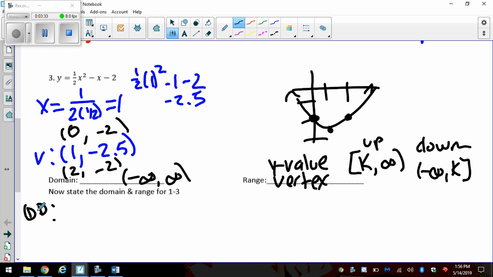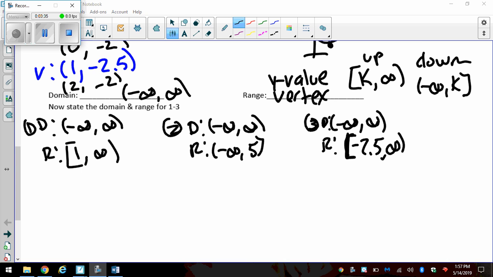Just doing your domain and range for all of these now. So I went ahead and wrote down the domain for all 3 of them as negative infinity to infinity. The range on 1 and 3 have the bracket 1 to infinity and negative 2.5 to infinity because they open up, and 2 opened down. So that's why it's negative infinity to 5.